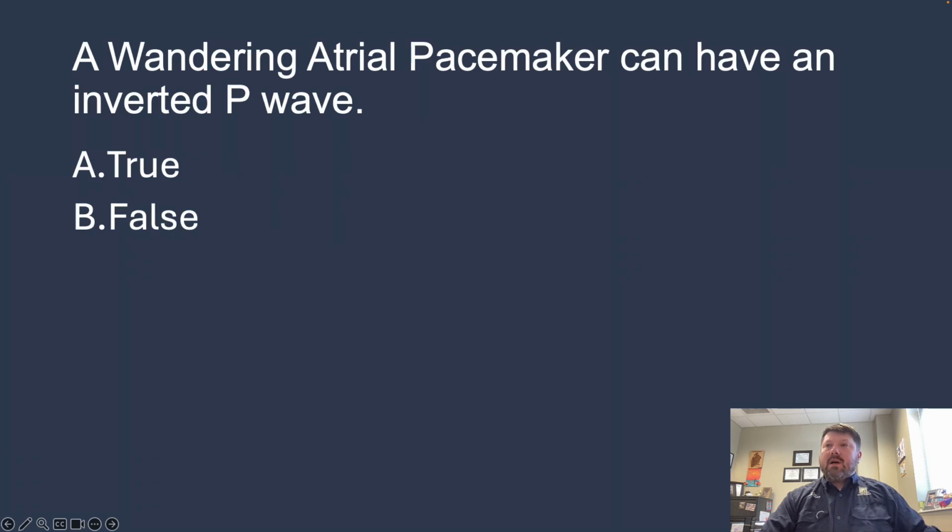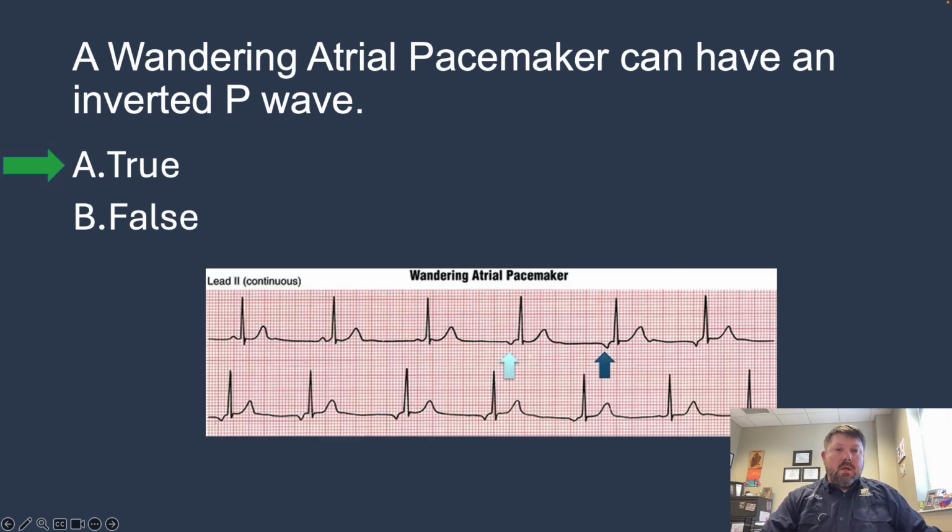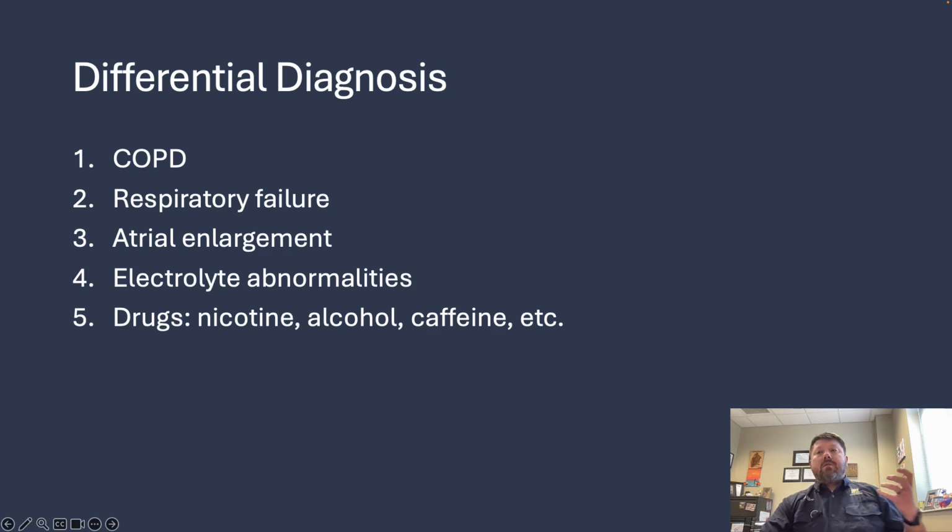So just a real quick true-false question. A wandering atrial pacemaker can have an inverted P wave. Is that true or false? And of course the answer is true, because based on where the ectopic pacemaker is, if it's really low, then it could have what's called retrograde conduction, which causes an inverted P wave. So the key thing that we need to be looking for, again, is at least 3 different P waves, whether they're inverted or upright. So it's essential that you see that.